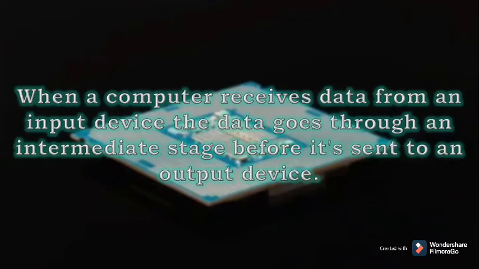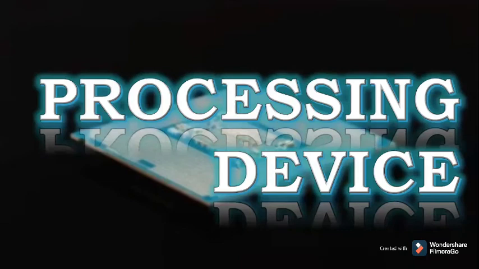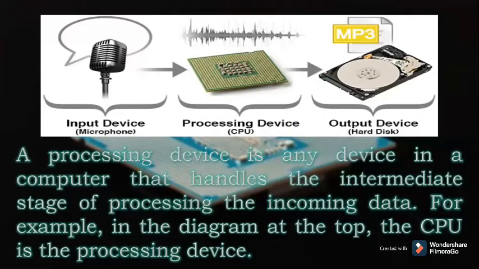When a computer receives data from an input device, the data goes through an intermediate stage before it's sent to an output device. A processing device is any device in a computer that handles the intermediate stage of processing the incoming data. For example, in the diagram at the top, the CPU is the processing device.